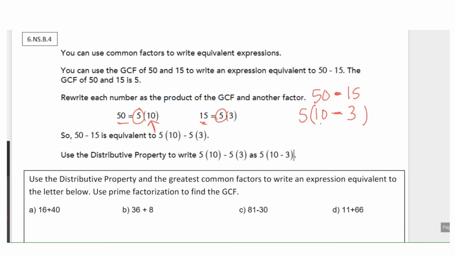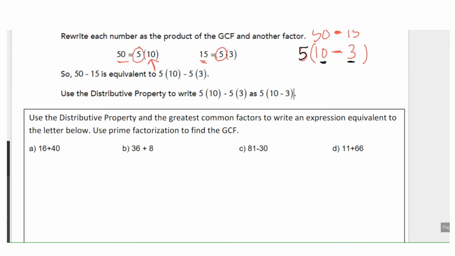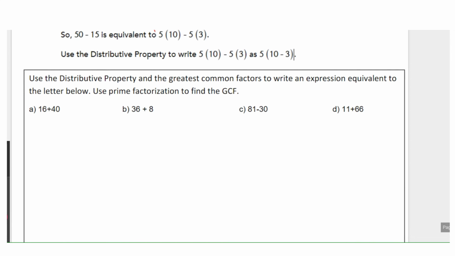Notice that the terms inside of my parentheses cannot be simplified further, so I know this is the correct greatest common factor. Okay, so that's how you do that. So let's go over a couple of examples.